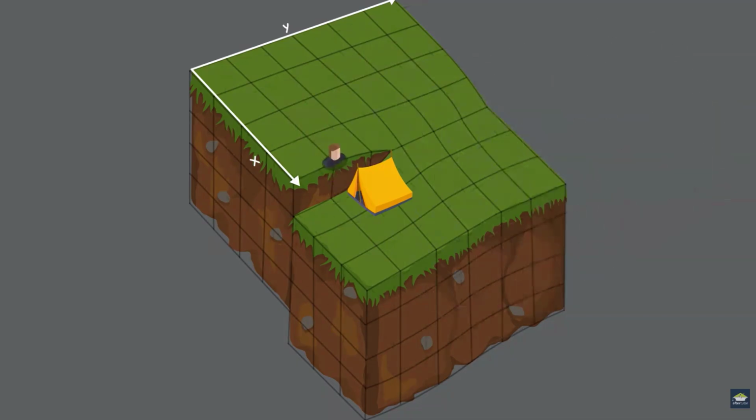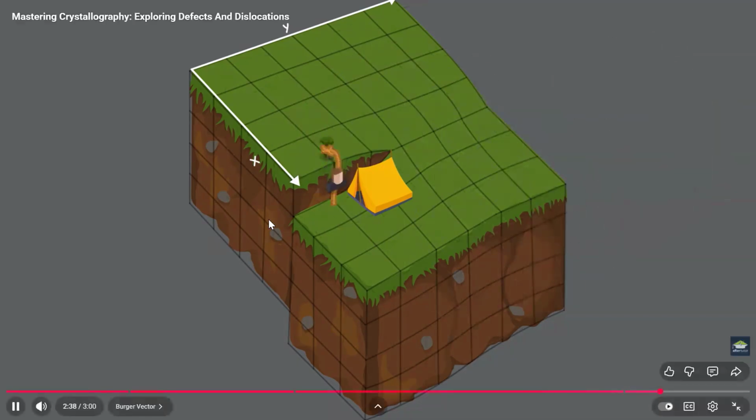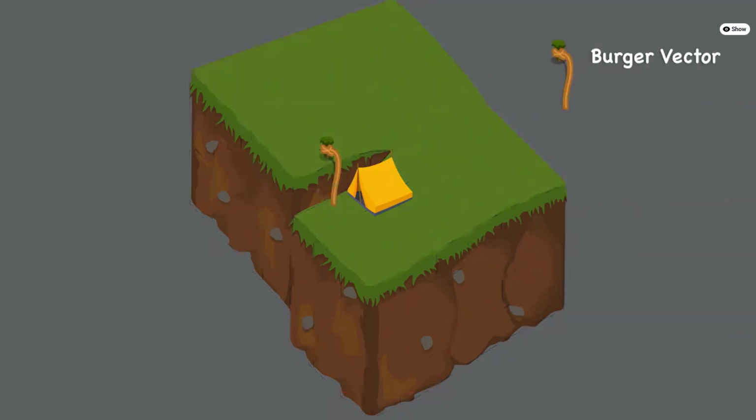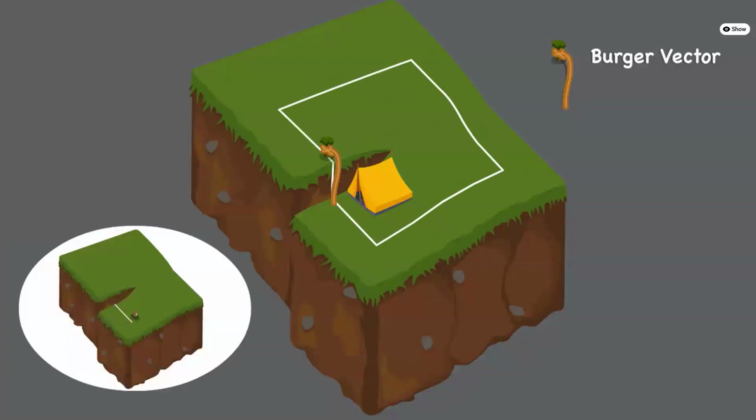So, he used a rope to climb down to the tent, where the rope is the Burgers vector. Burgers vector is a displacement vector, which finishes the closed loop-like structure when traversing an equal number of lattice steps around the defect.